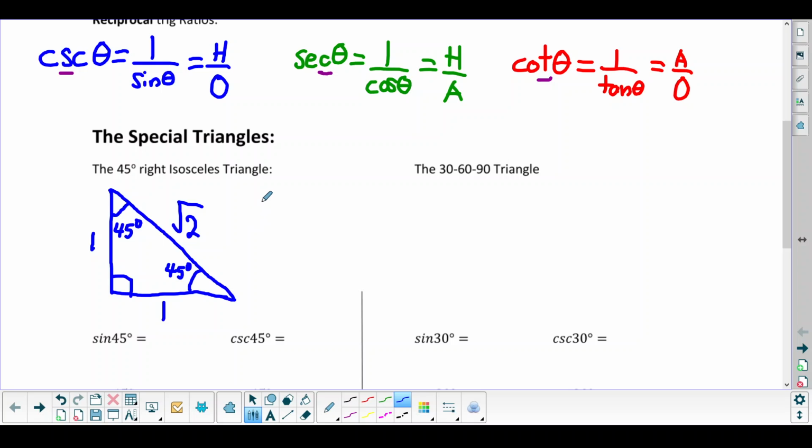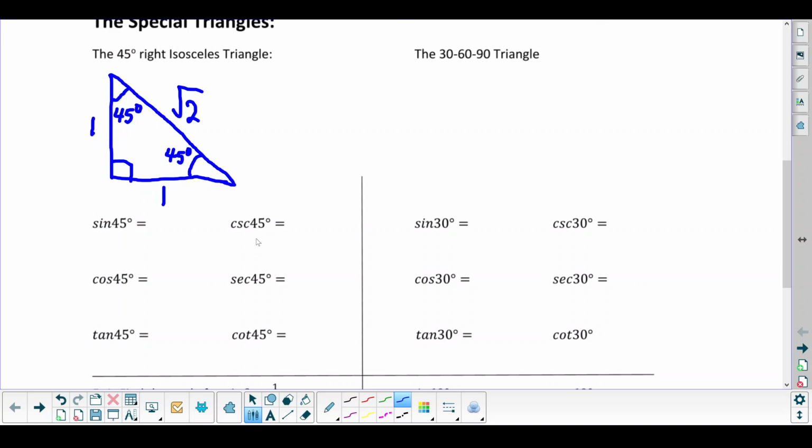Okay. So some people call this the 45-degree right isosceles triangle. Some people call it the 1, 1, root 2 triangle. That's another way to remember it. Okay, those are the side lengths. And we can use this triangle to find all the trig ratios for 45 degrees.